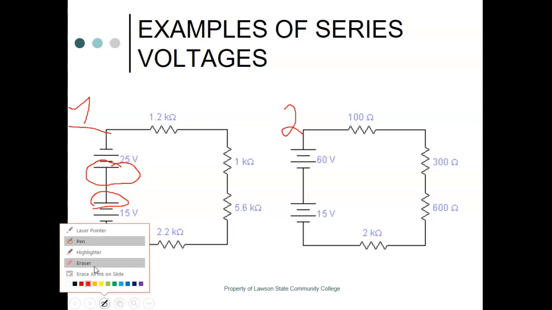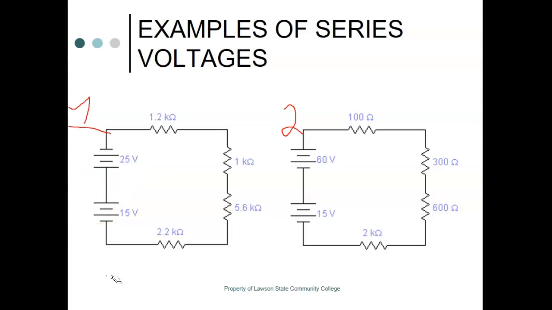This one is set series opposing because the long lines that represent the positives are facing each other. So what this is going to have is 25 and 15 would give me only 10 volts between the two. That would be my total voltage for this whole circuit. Does that make sense?